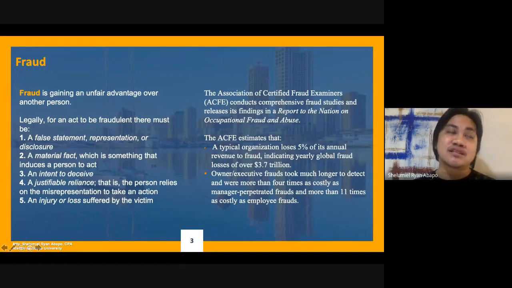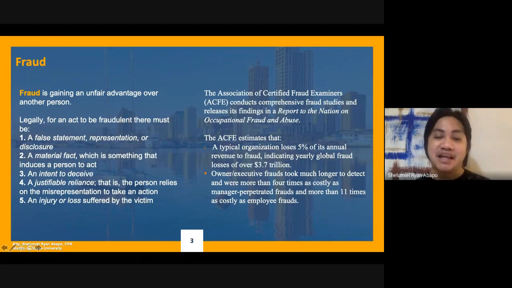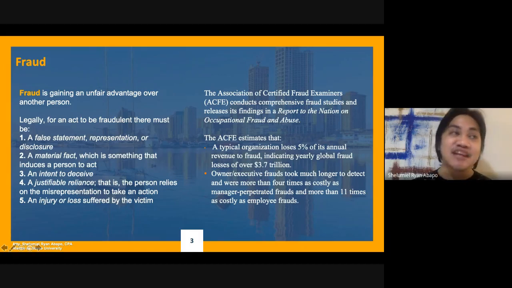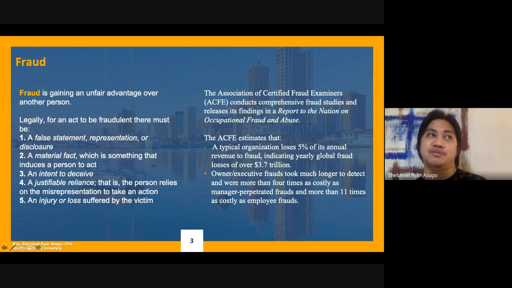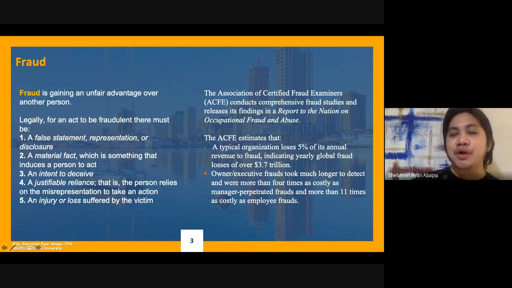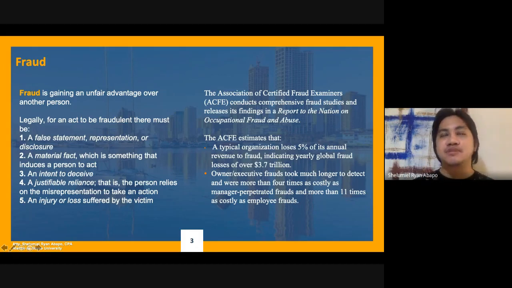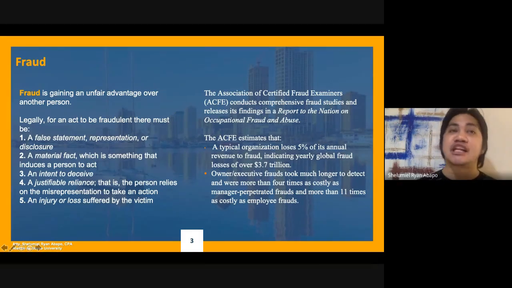In fact, if these executives committed fraud, the total loss that would result would be 4 times higher than that perpetrated by mid-level managers, and 11 times bigger than that committed by rank and file or regular employees. All right. So again, you can surmise from this study that the total cost of losses attributable to fraud is directly proportionate to the position of a particular individual.